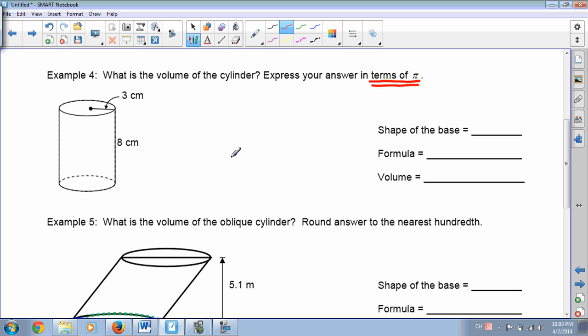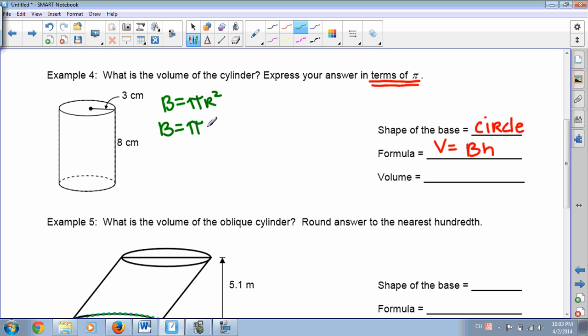Okay, well, the shape of every base of every cylinder is a circle. Okay, and the formula for the volume of a cylinder is the same one as a prism, which is big B times H. But in this case, our big B is a circle, so we need to find area of a circle. Well, to find area of a circle, it's pi r squared.